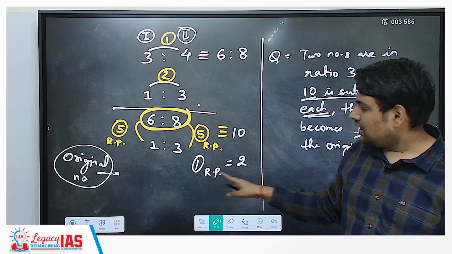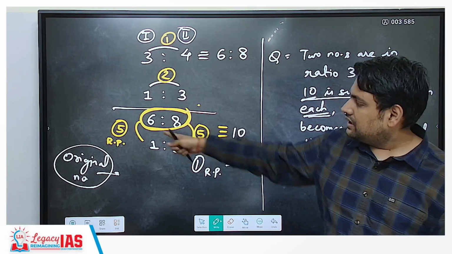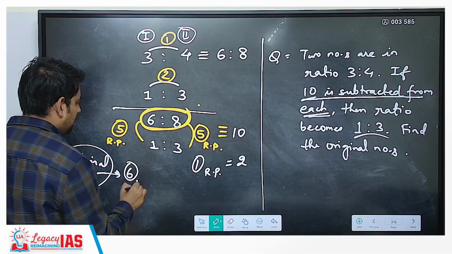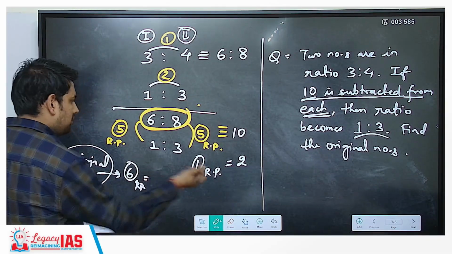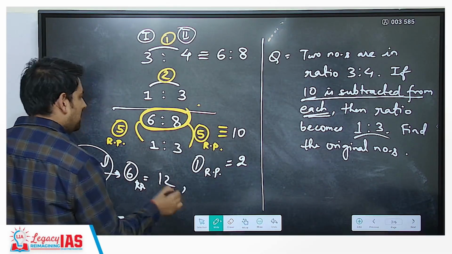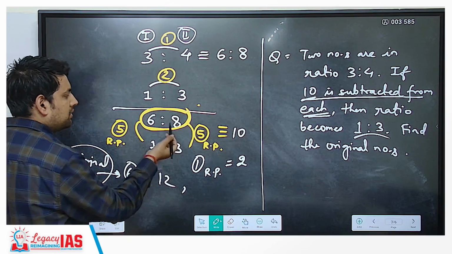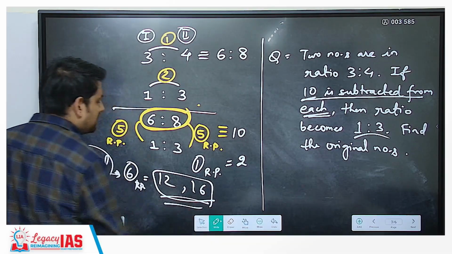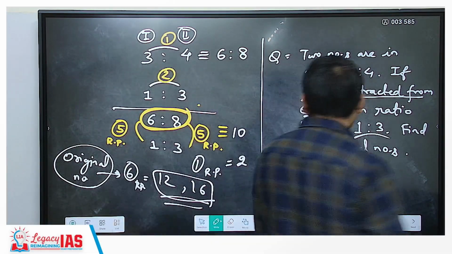Now, if 1 ratio point is equivalent to 2, then 6 ratio points will be equivalent to 12. Similarly, 8 ratio points will be equal to 8 into 2, that is 16. So these are the numbers 6, 12 and 16.